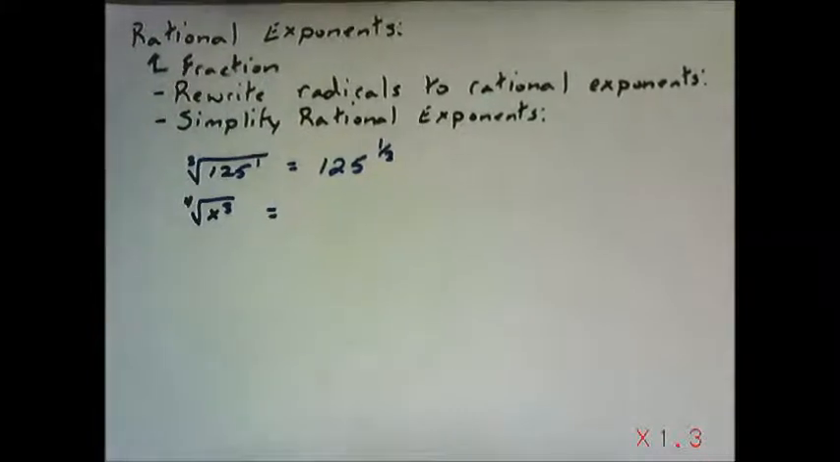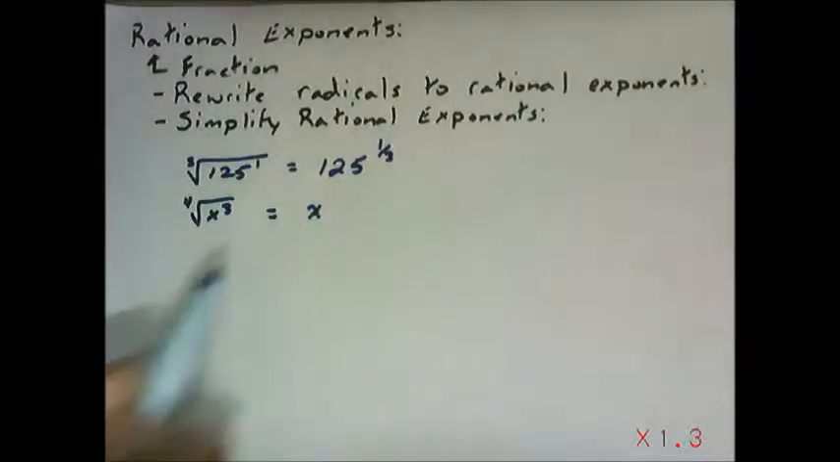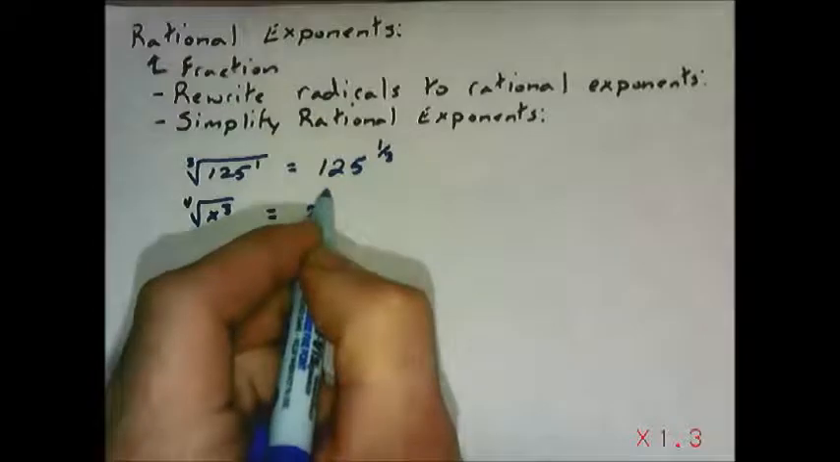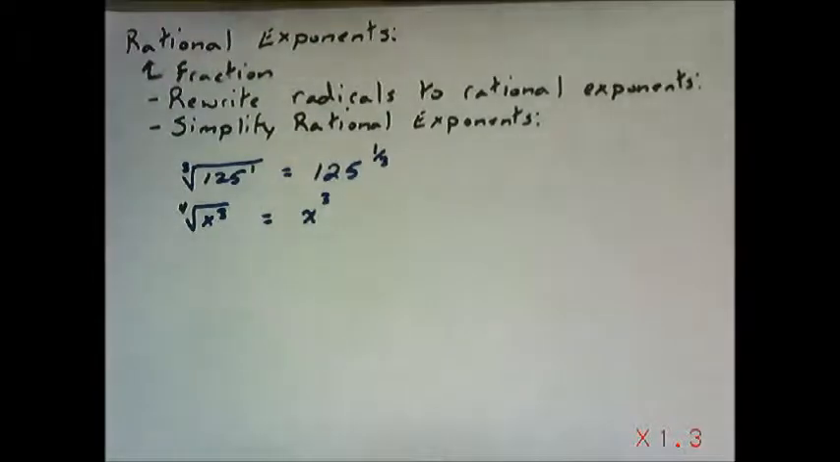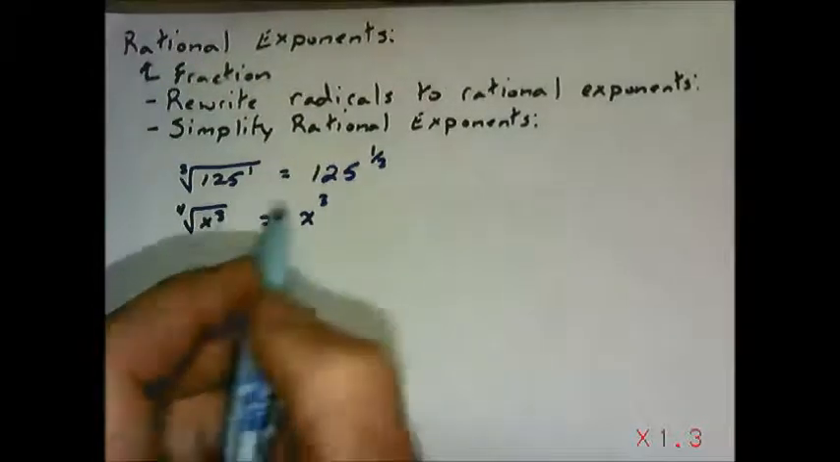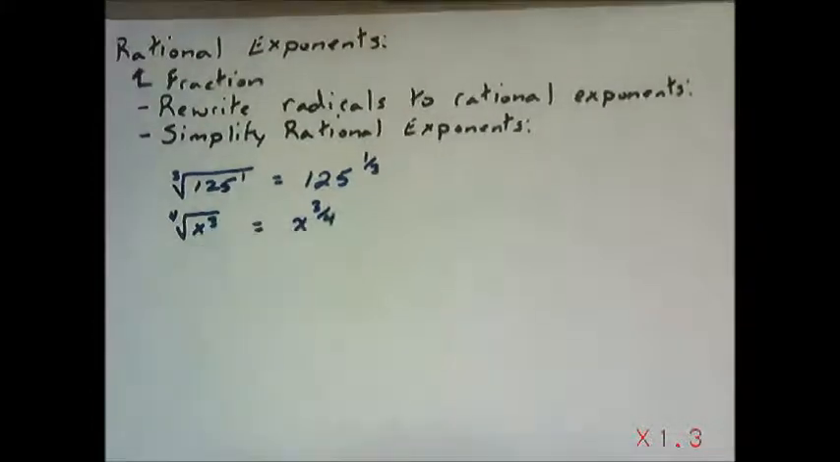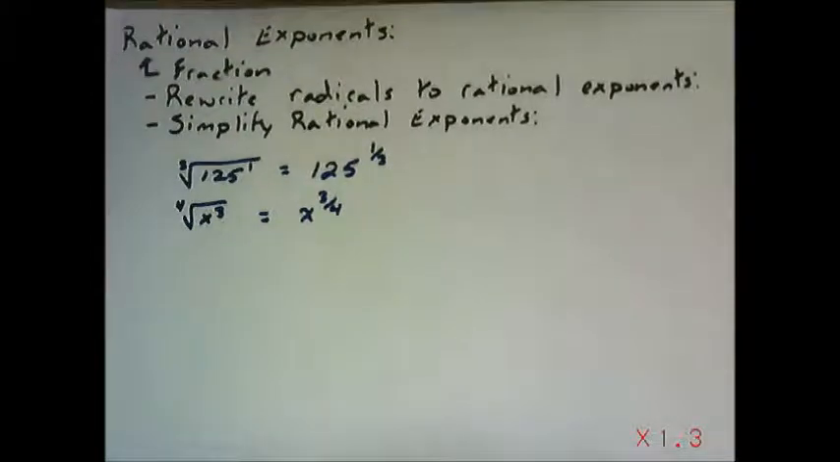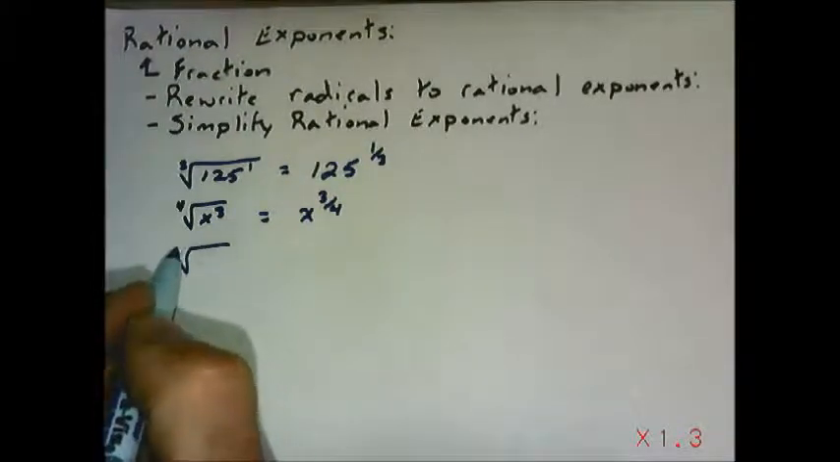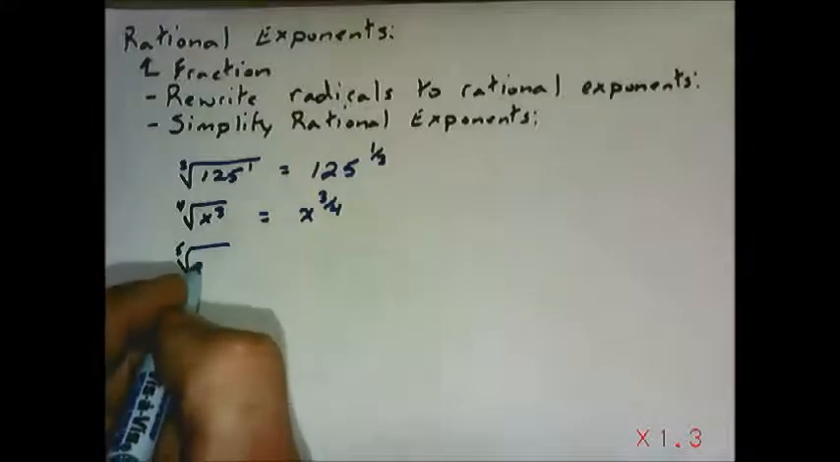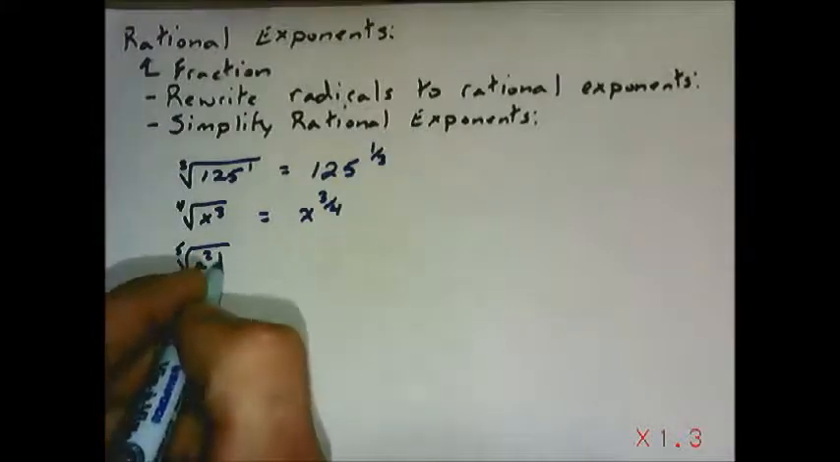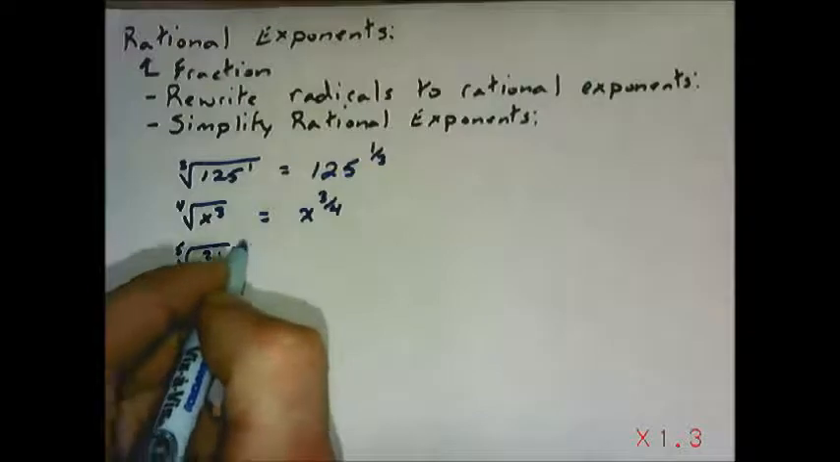To write this as a rational exponent, we have our radicand, which is x. Our numerator is 3, since it's the exponent of x. And our index was 4, which is going to be our denominator. So we have x to the 3/4. Finally, let's go ahead and take the fifth root. And what happens if we were to give two variables under the radical?